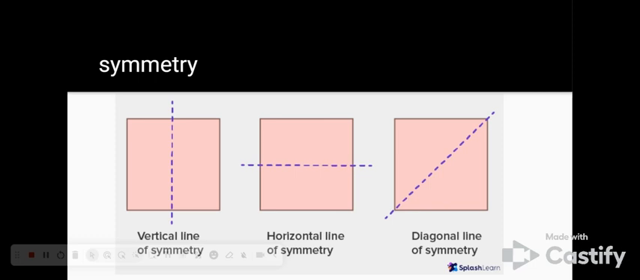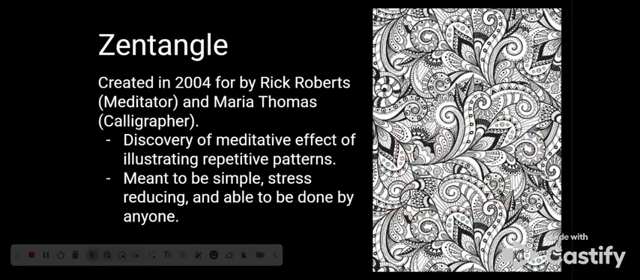So for our next project, you're going to have to be familiar with symmetry. Symmetry meaning something is the same on both sides. So a square has multiple forms of symmetry. It's going to have vertical symmetry, horizontal symmetry, and diagonal symmetry. With a square piece of paper, you could fold it along any of those lines, and it would be the exact same on both sides. That's what symmetry means.